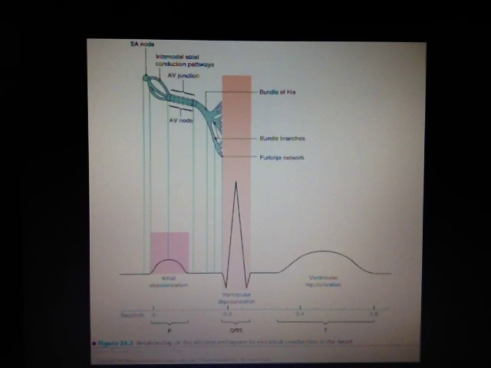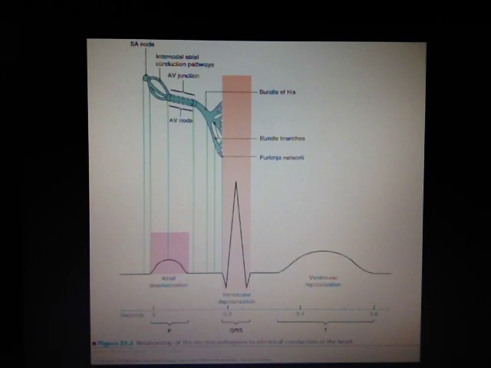When the impulse is traveling down through the AV node, that causes atrial depolarization, and you will see it as a P wave on the electrocardiogram. As the impulse travels down through the bundle of His and Purkinje fibers, that is the ventricular depolarization, and that shows on the electrocardiogram as the QRS wave. As the ventricles repolarize, we see that on the electrocardiogram as the T wave.